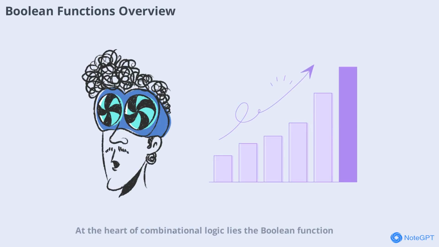At the heart of combinational logic lies the Boolean function. Boolean functions use logical operations like AND, OR, and NOT to describe how inputs relate to outputs. These functions are the mathematical language of digital circuits, allowing us to predict and design circuit behavior. By representing logic with Boolean expressions, we can systematically analyze and optimize circuits for efficiency and reliability. In the next scenes, we'll see how these functions are commonly represented to make design and simplification easier.